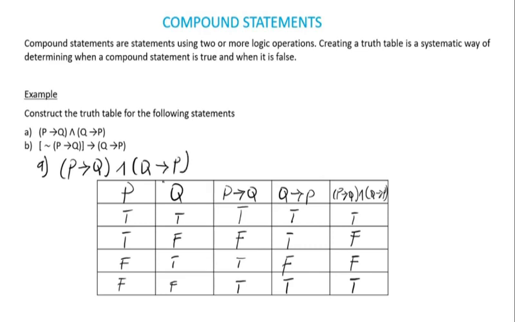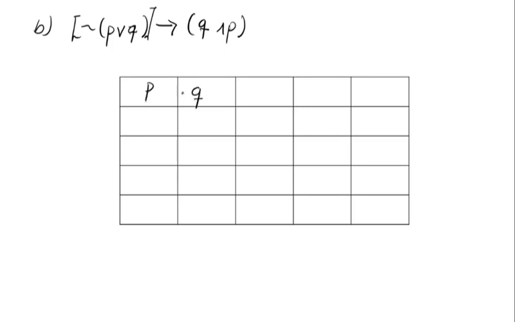Now let's look at the second aspect of this question. So B. So the B is what? The negation of P or Q implies Q and P. So let's go ahead and see the truth table for this. So we have P, we have Q. We can see that we have P or Q over here. Then we have the negation of that, negation of P or Q. Then we have this, which is Q and P.